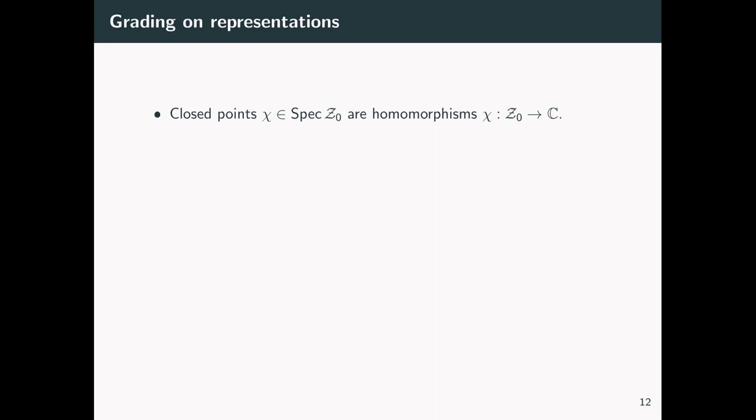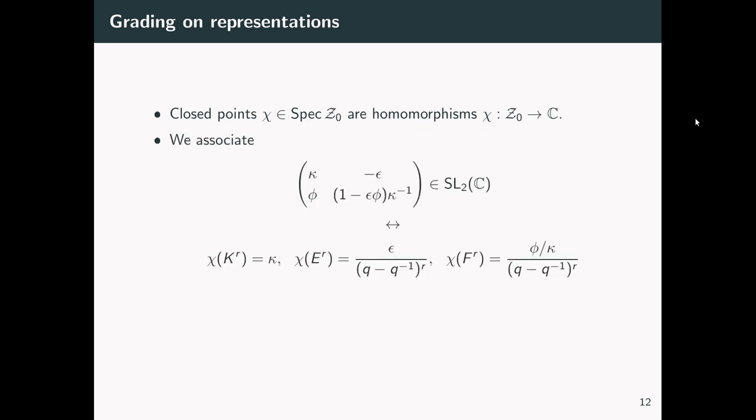All right, so here's how to get the grading on the representations of this that we need for a G-graded version of the RT construction, which is how we're going to get our quantum holonomy invariants. So closed points of the spectrum of Z_0 are just characters of Z_0, by which I mean algebra homomorphisms from Z_0 to C. And specifically, these are going to parameterize points of SL2C. So if I have some matrix in SL2C, using this maybe slightly weird looking coordinate system, where kappa is some non-zero complex number, epsilon and phi are any complex numbers, I can associate this matrix to the character that sends k to the r to kappa, e to the r to epsilon with some factor, and f to the r to phi over kappa with some factor.